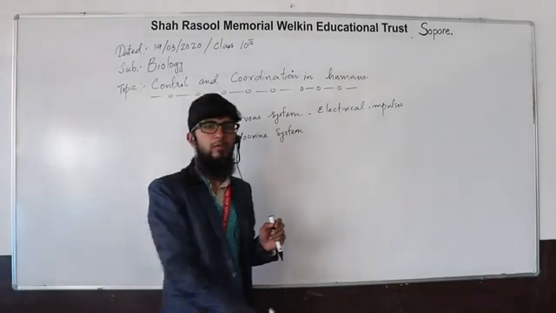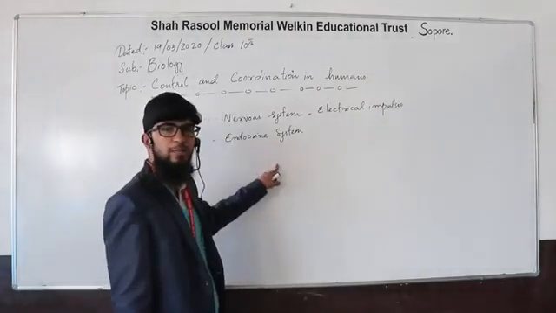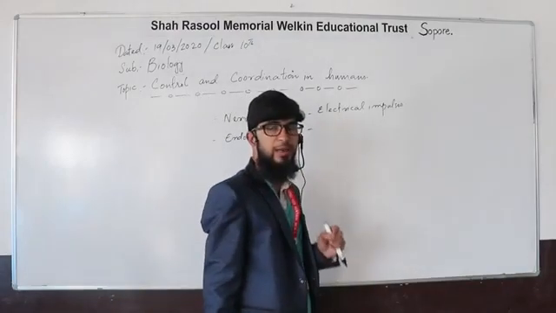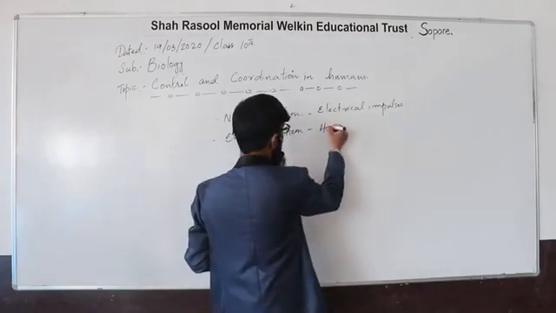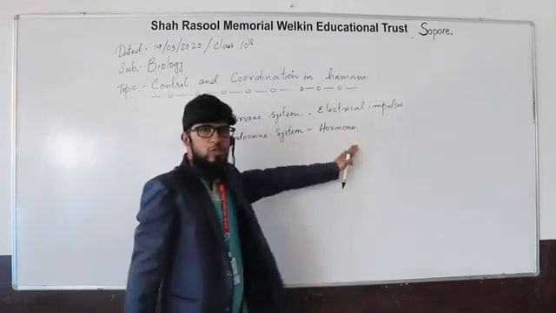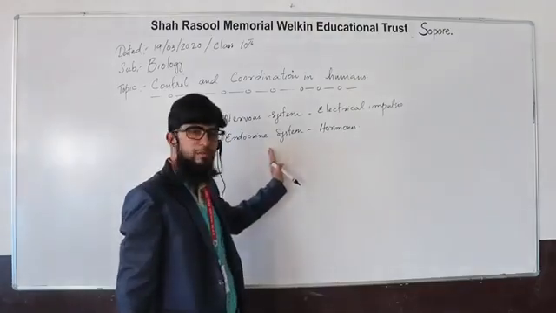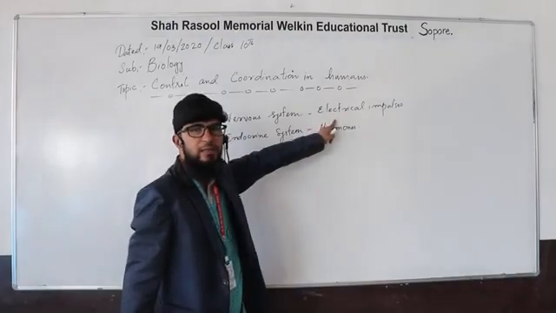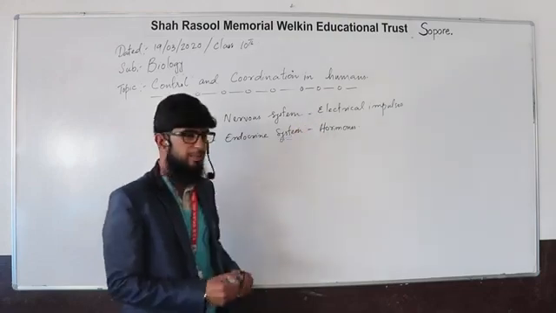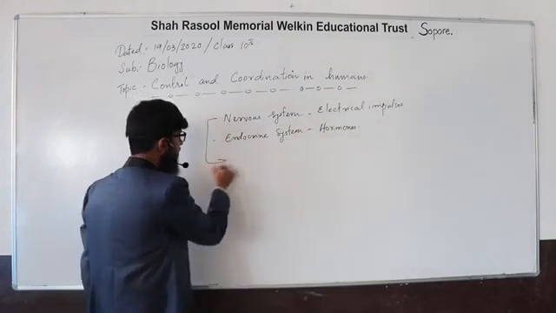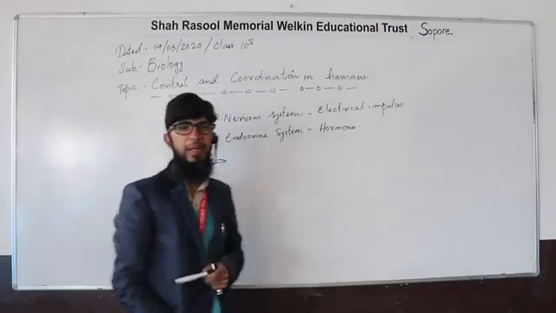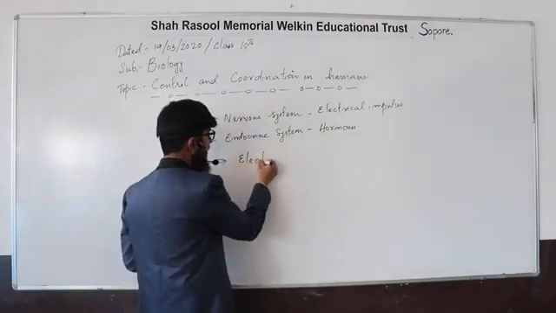Now the next system which we will talk about is the endocrine system, and this works on the basis of some chemical messengers which are generally called hormones. So hormones are the basis of action for the endocrine system, and the nervous system works on the basis of electrical impulses, as I have already told you. Now, we are going to talk about the nervous system in detail today. So, let's talk about the nervous system. It works on the basis of electrical impulses.